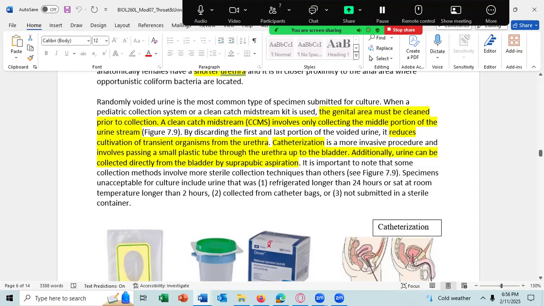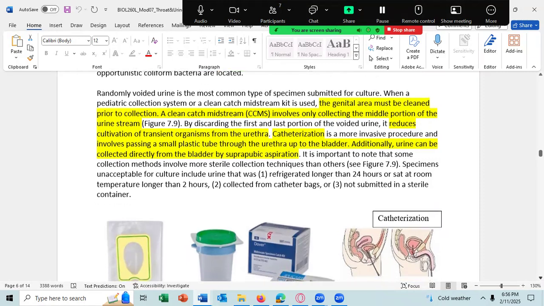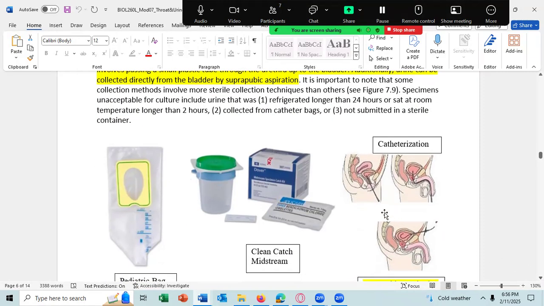An even better way is to catheterize the patient and stick a catheter up the urethra all the way to the bladder. The trouble with that is the urethra has microbes on it, and when you stick the catheter up the urethra, you can take bacteria and bring them into the bladder and then obtain them when you take your urine sample from the bladder. So the catheter is cleaner, but it is not totally clean.